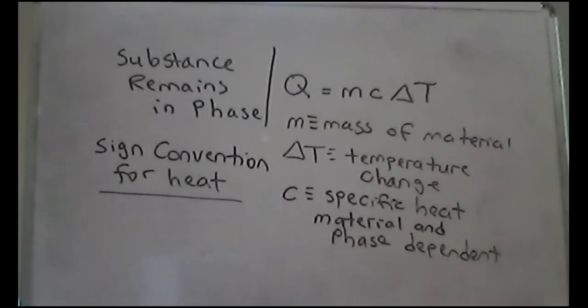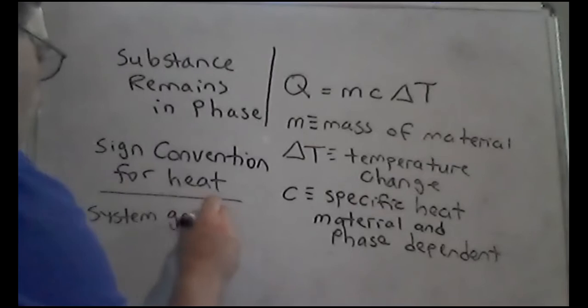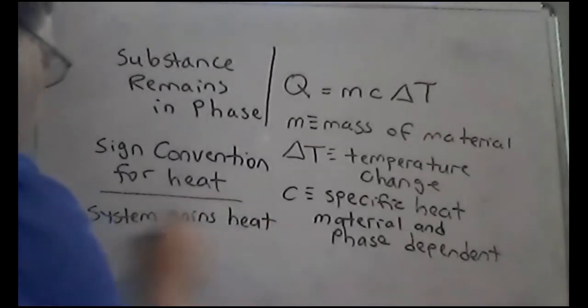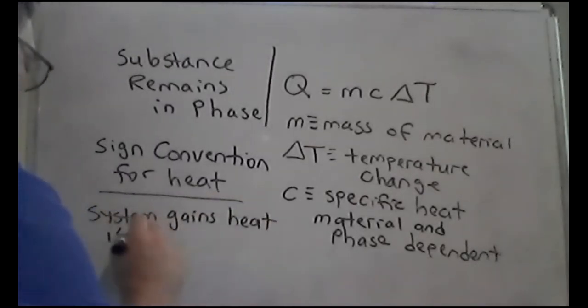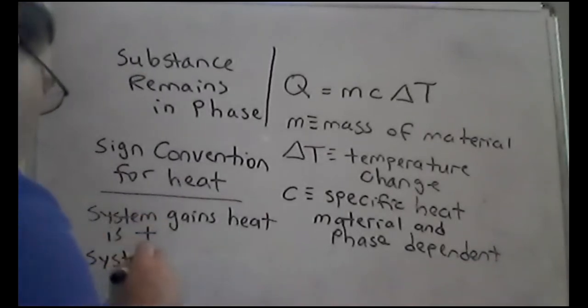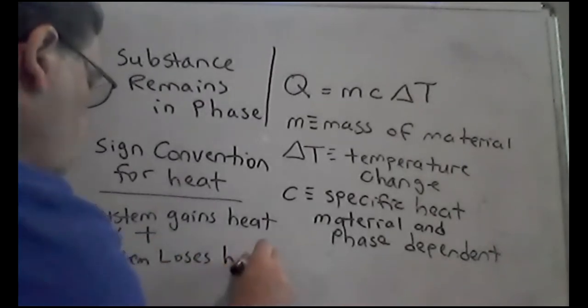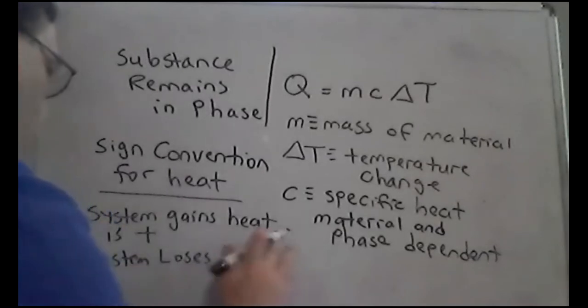It's kind of like, if I'm a me-oriented type person, if I gain money, that's positive. If I lose money, that's negative, right? If I gain something that's important, that's positive. I lose it, it's negative. So in the case of heat, the system gains heat, that's considered positive. And we have to have a sign convention. And when the system loses heat, that's considered negative.